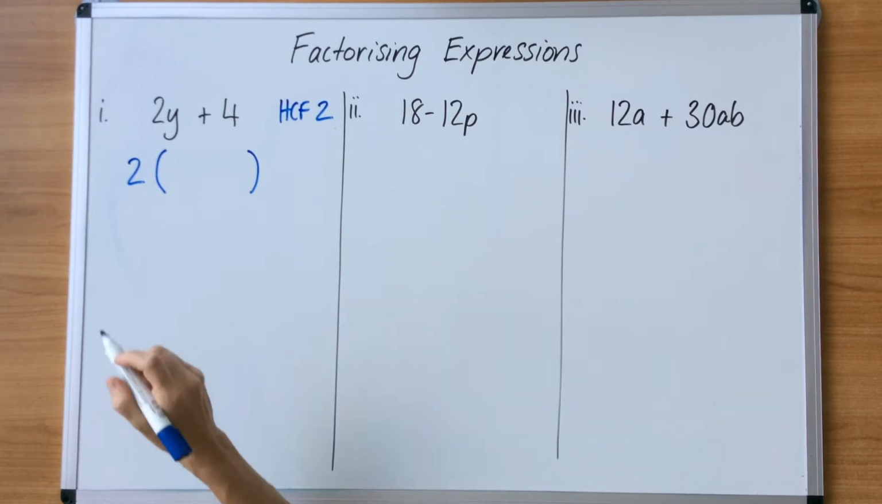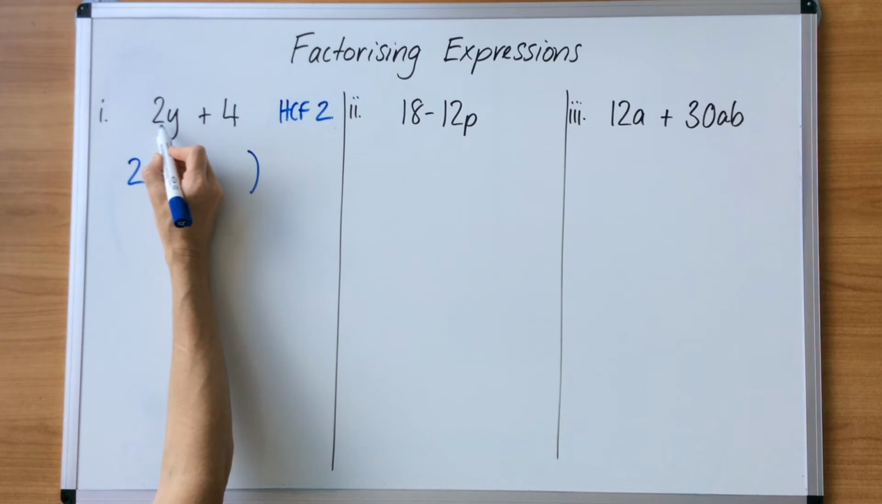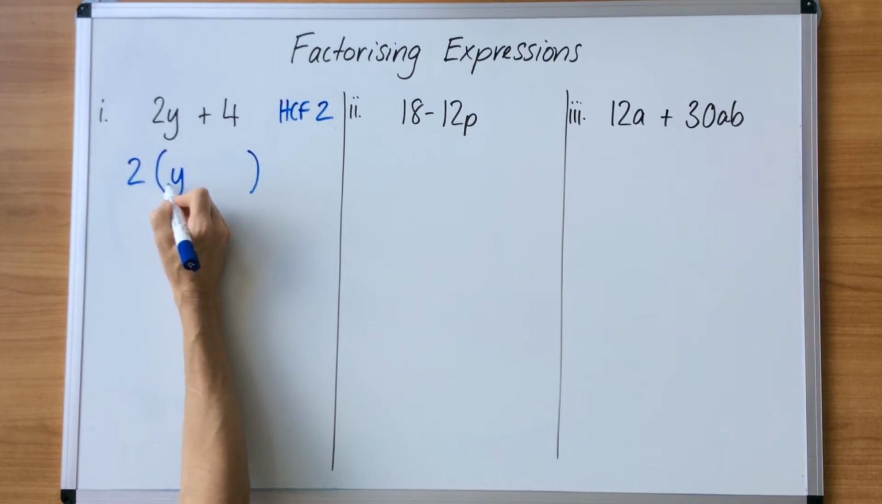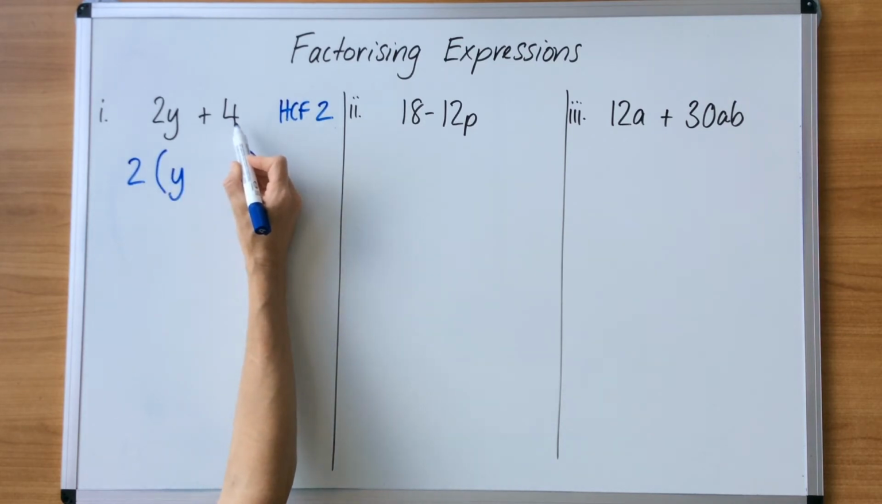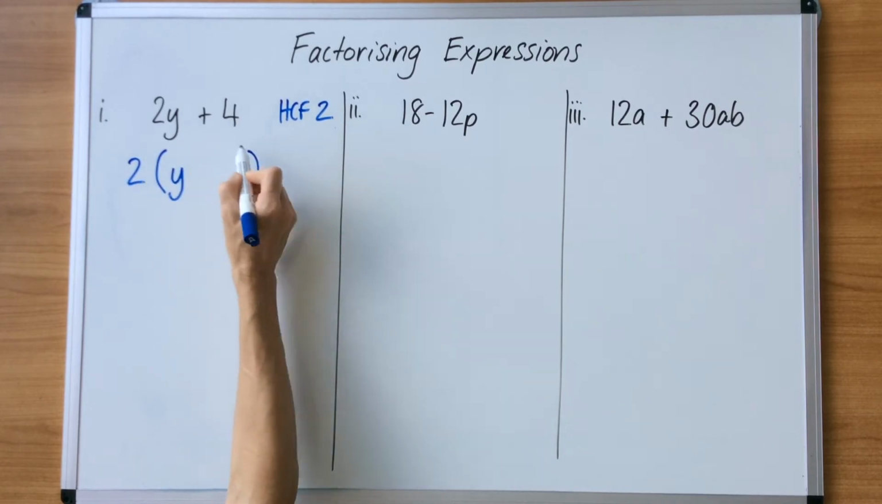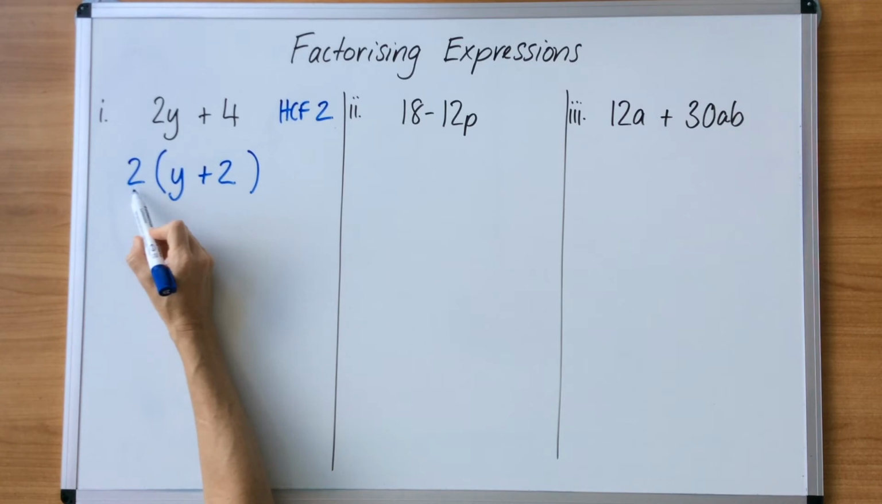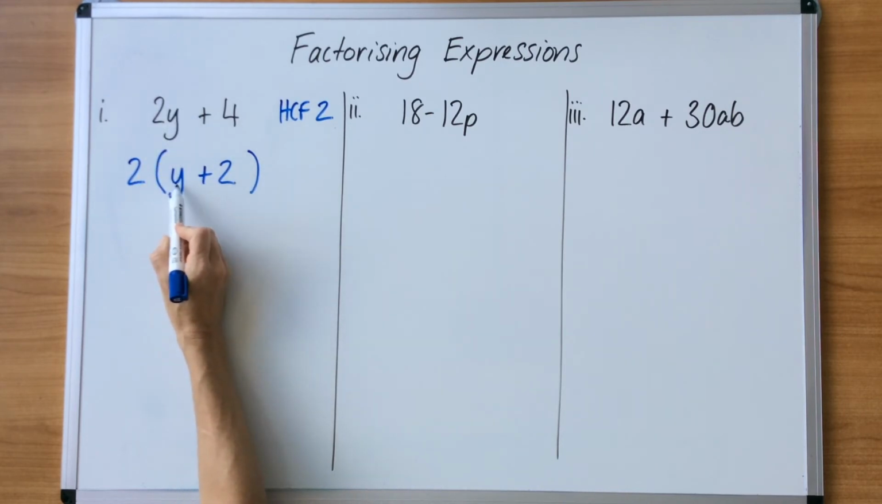So you've got to ask yourself, what do I have to do to 2 to get an answer of 2y? I have to multiply it by y. Now I don't write 1y, I just write the pronumeral on its own. We never put a 1 in front of a pronumeral. And now I think, what do I have to do to 2 to get to 4? I have to multiply it by positive 2. So what you need to ask yourself with questions like this is, take this highest common factor, figure out what you need to do to get to this, and then place the answer in here.